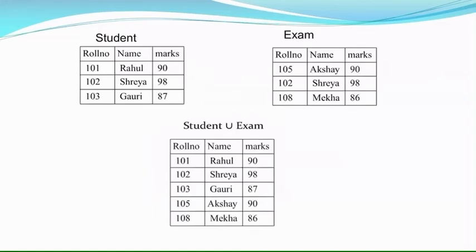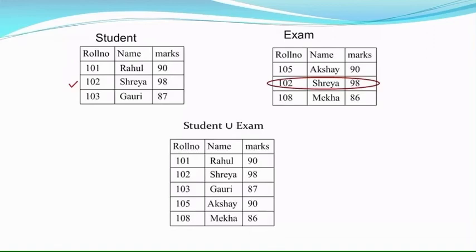That is, here the union removes duplicate rows. The details of roll number 102 repeated in the second table also, so it will be removed from the output. If both of the tables have identical columns, then only we can apply this union.